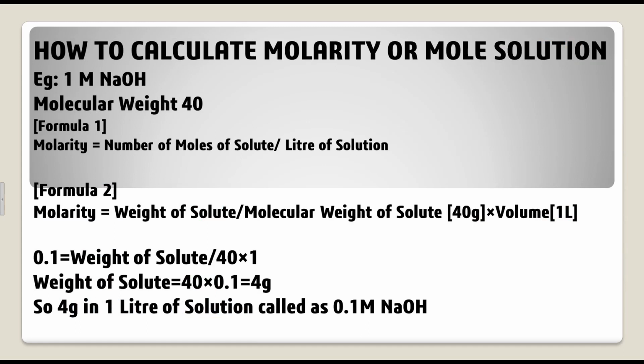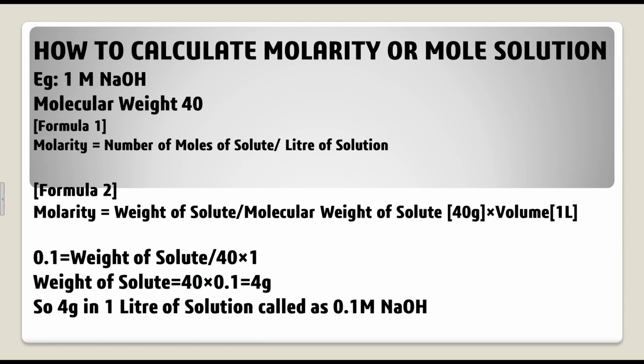If I am going to prepare 1 M sodium hydroxide, the formula is number of moles of solute divided by liters of solution. Here, for the number of moles of solute you put 40, and the volume is 1 liter. So you will get exactly what? 40. So 40 grams in 1 liter is called 1 M.